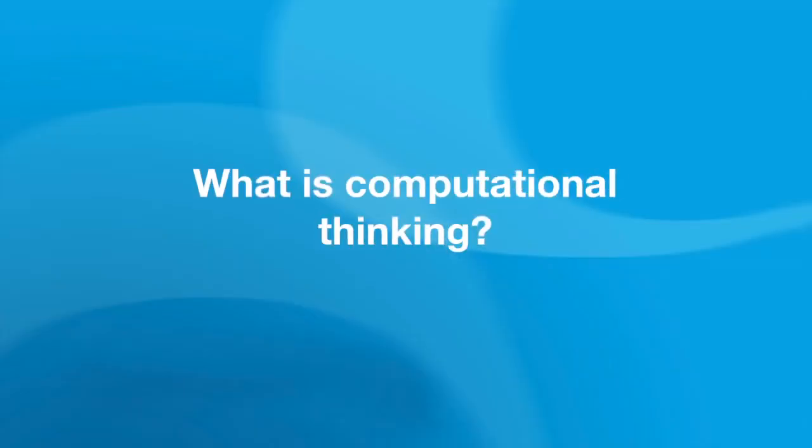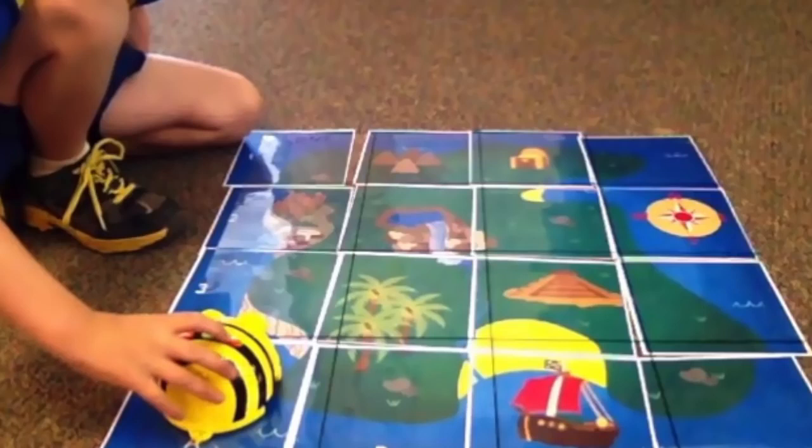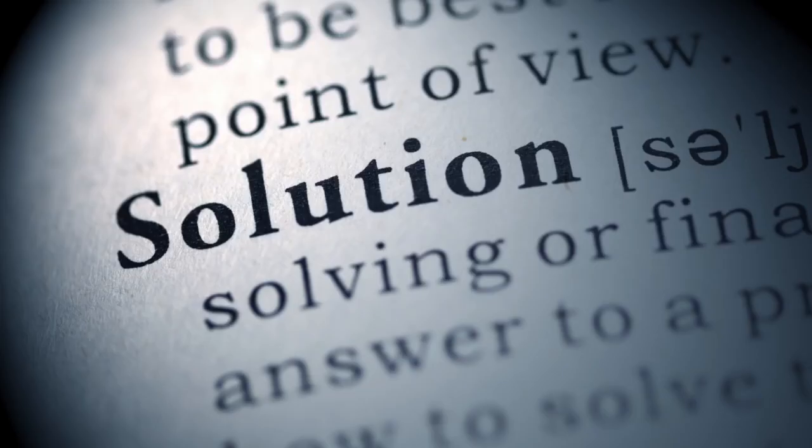So computational thinking is a problem-solving methodology. It's a way of taking a problem, pulling it apart, looking at what's important in the problem, being able to abstract out of that problem some of the key elements, and then devising a solution that can actually solve a problem.